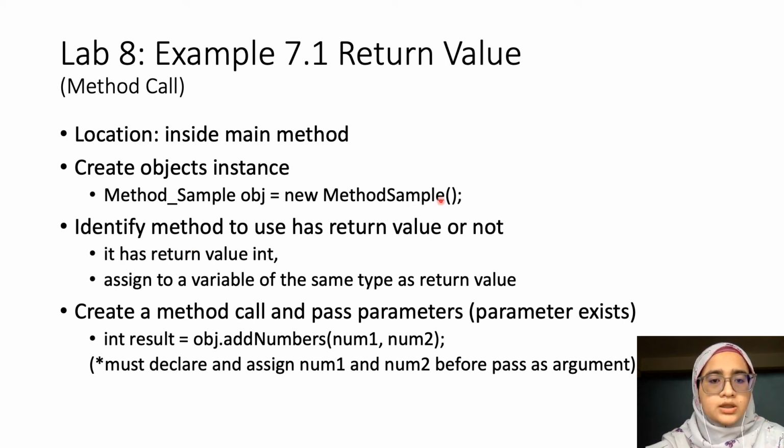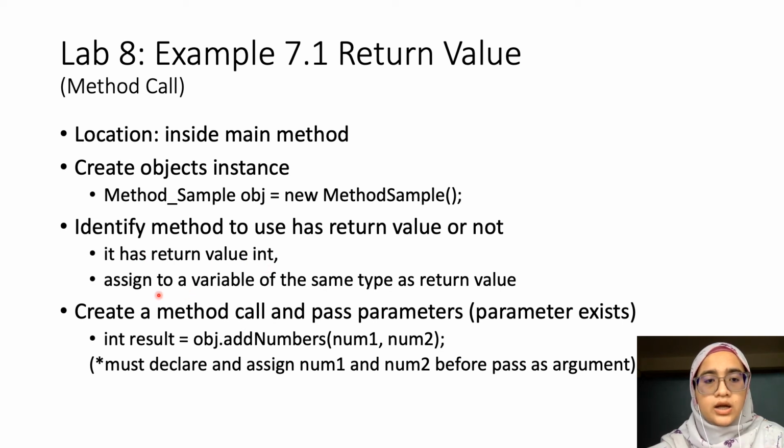Jangan lupa, ini penting. Okay, kalau tak ada bracket ni, maksudnya tu bukan instance lah. Kita gagal lah. Okay, so tak naklah gagal. Kita kena ingat untuk object instance, hujung dia kena ada bracket. Okay, now identify the method to use has return value or not. Okay, as for this case, it has return value which is integer.